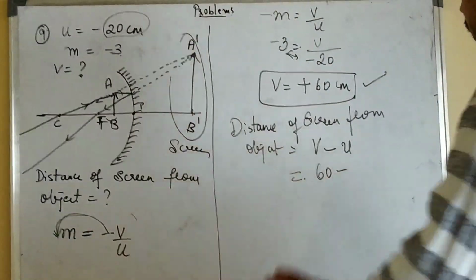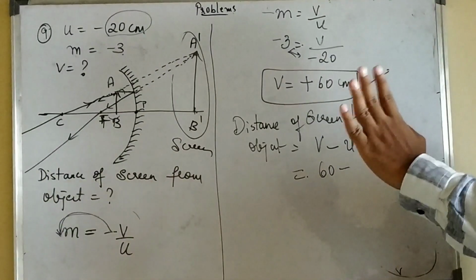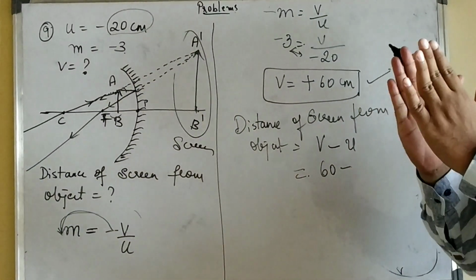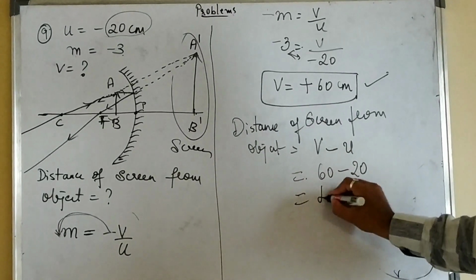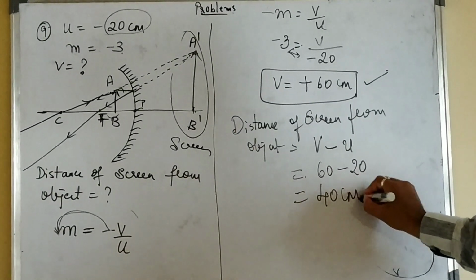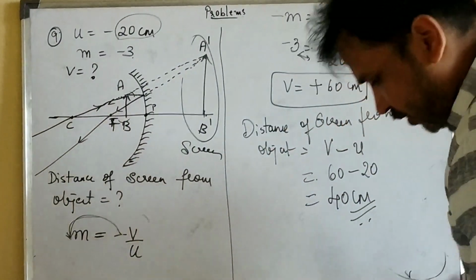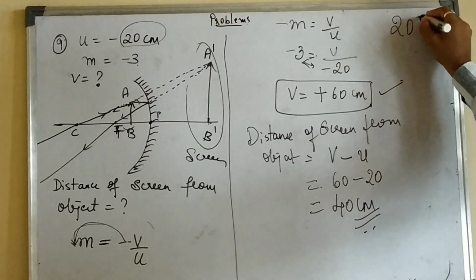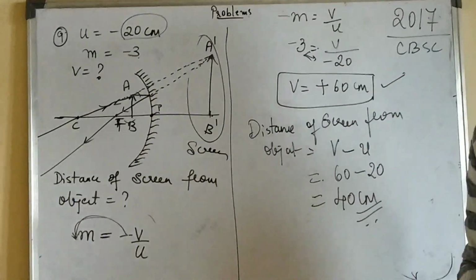Why? Because it is the distance of the screen from the object, not from the pole. So obviously the distance should decrease. Okay. So 60 minus 20, what will you get? 40 centimeter. Very important. This was asked in the CBSE 2017 paper. Okay, thank you.